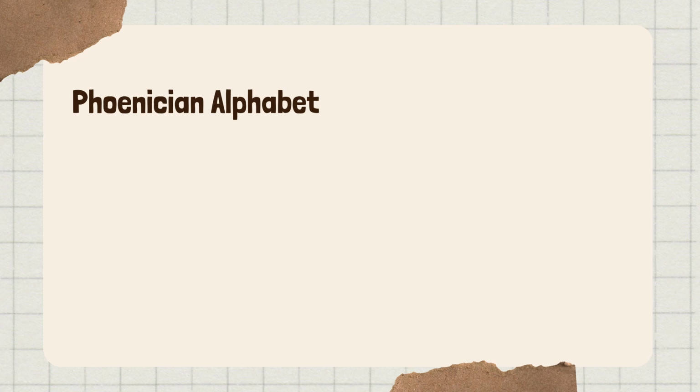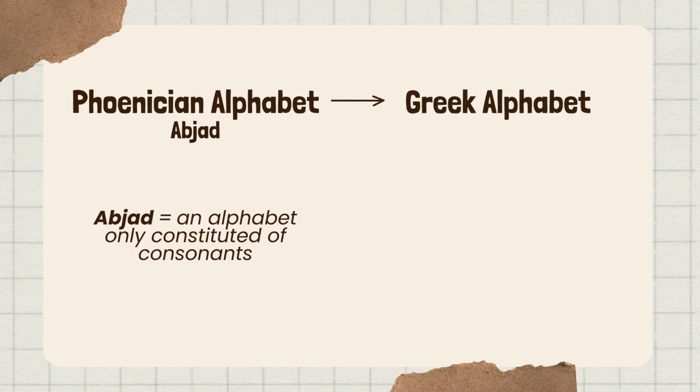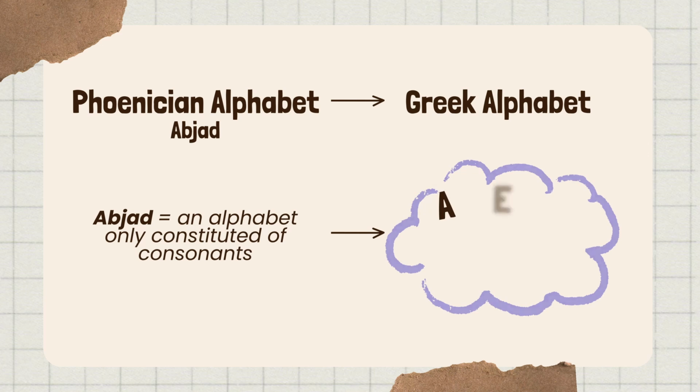The Phoenician alphabet, which was an abjad, which means an alphabet only constituted of consonants, underwent several transformations to eventually become the Greek alphabet, which includes the vowels we know today: A, E, I, O, and the letter Y for the sound U. A purely consonantal alphabet, like the Phoenician one, might seem strange to you. Yet, you use it every day in your text messages.